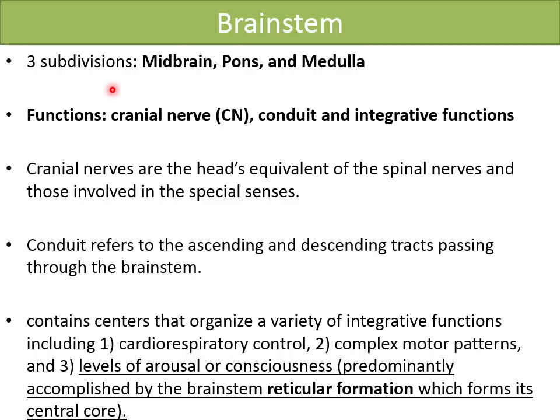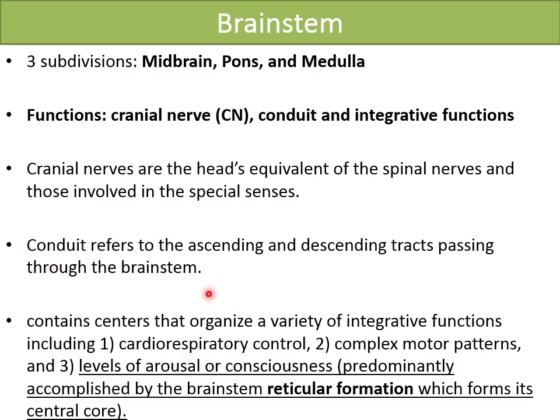There are three divisions of the brainstem: the midbrain, pons, and medulla. And the functions include cranial nerves, both motor and sensory and others, and it's a conduit for major long tracts, corticospinal, spinothalamic, and medial lemniscus, and for various integrative functions that occur within the brainstem. The cranial nerves are the head's equivalent of spinal nerves, and they tend to be involved in special senses, such as hearing and vestibular activity.